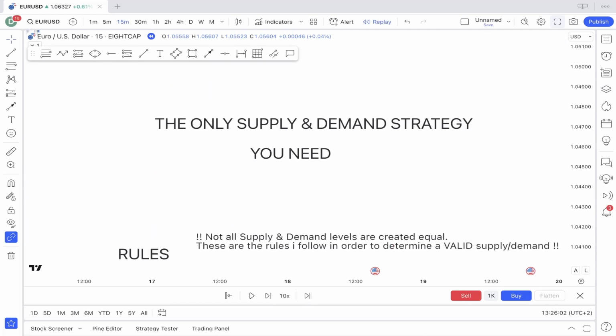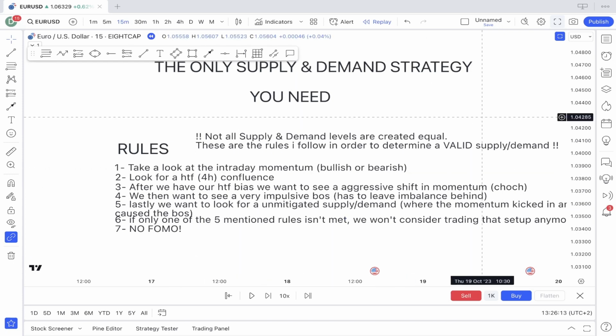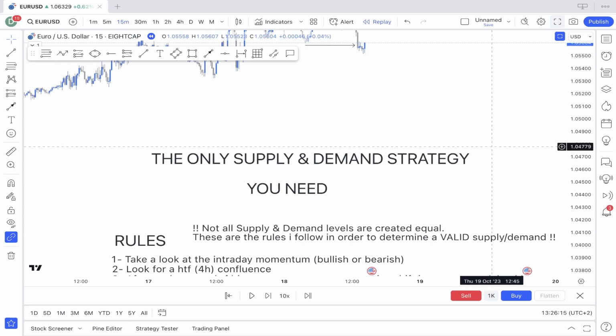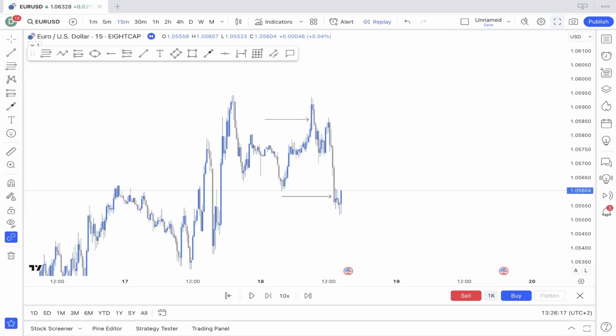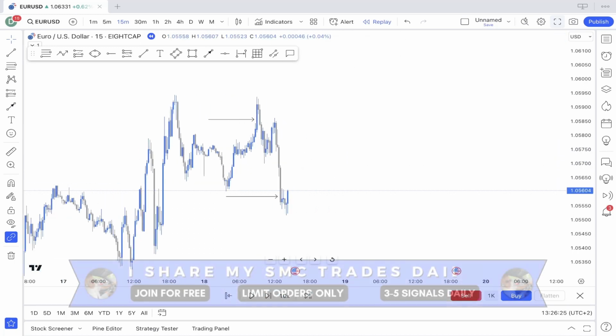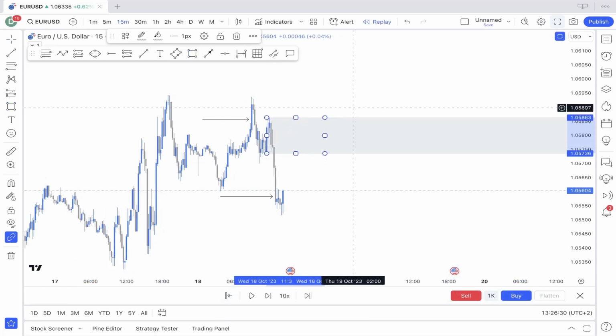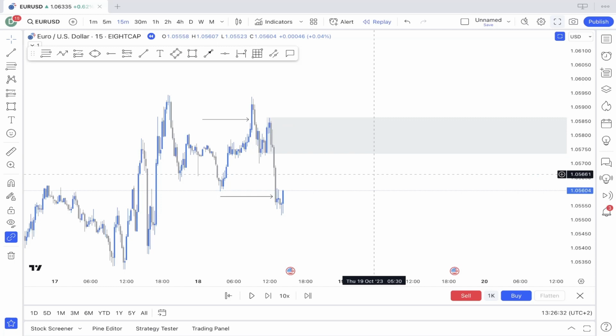Next up, what was the next rule? We have to wait for an impulsive break of structure, and after that, we want to look for an unmitigated supply level in this case. All right, so let's see. Do we have an aggressive break of structure? Yes, we do. Okay, we do have a very aggressive break of structure. And then, do we have an unmitigated supply level? Yes, we do. We do have an unmitigated supply level right here. Okay, so now all the rules were met.